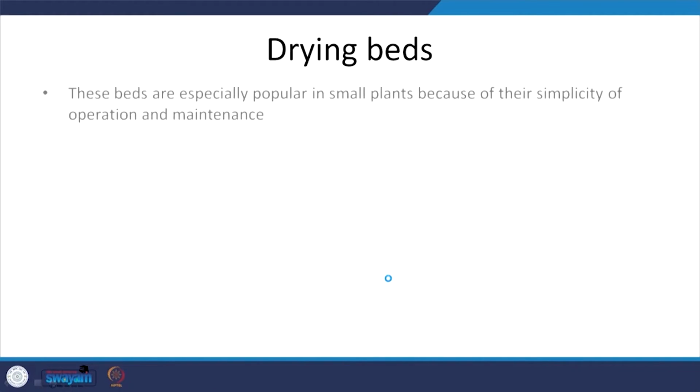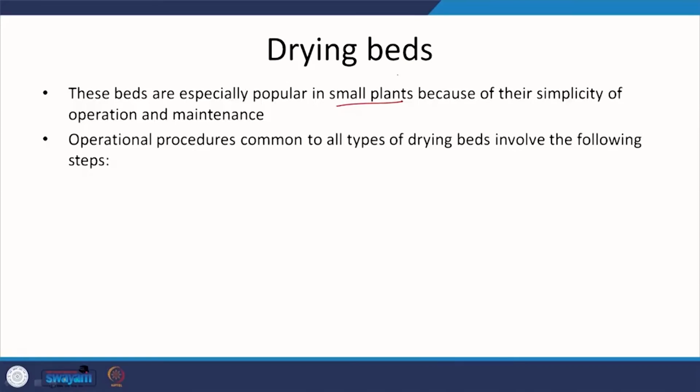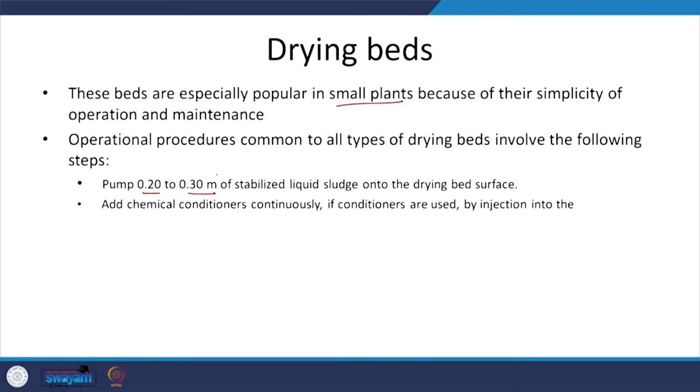So, another poor man's option is drying beds. You just have a bed and you lay the sludge out there at some particular thickness. Obviously, this is when you have less sludge. When will you have less sludge? In smaller plants which have access to area too. So, in small plants, what is it that we do? 20 to 30 centimeters of stabilized liquid sludge on the drying bed surface, and add chemical conditioners.